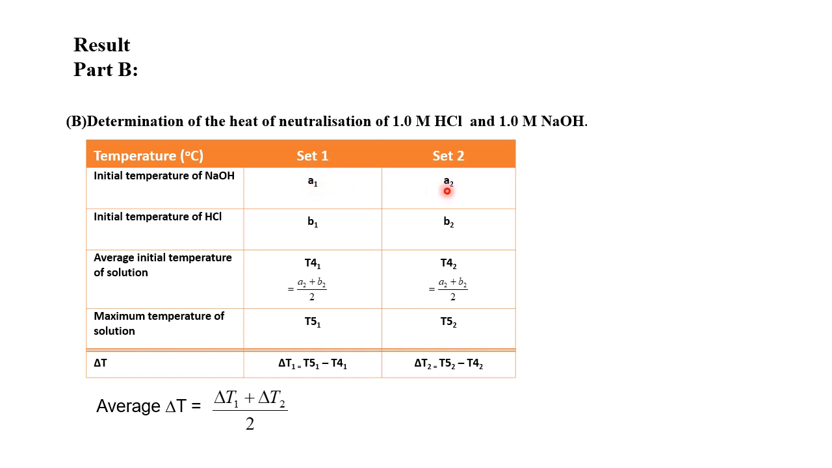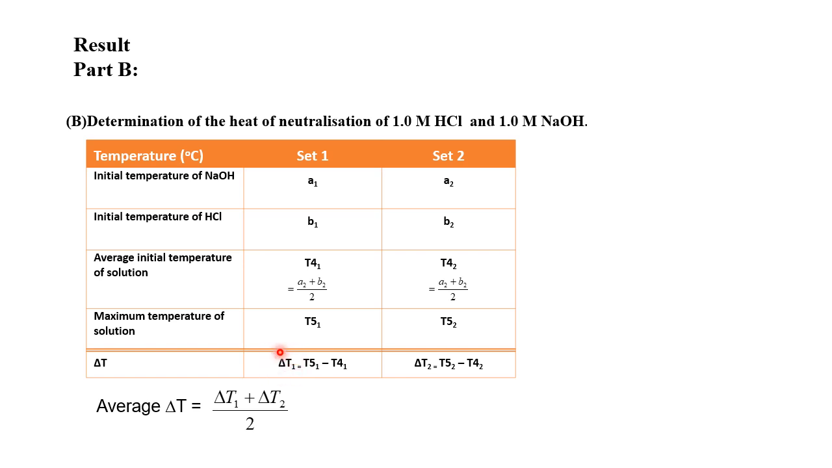Okay, so you get A1, A2, B1, B2. This is the initial temperature for hydrochloric acid. Then you have to take the average initial temperature of the solution by the sum of A1 plus B1 divided by 2. Next is the maximum temperature of the solution. You have to measure the highest temperature, that one is T5. Then the delta T by using T5 minus the average temperature T4, so this is delta T1.